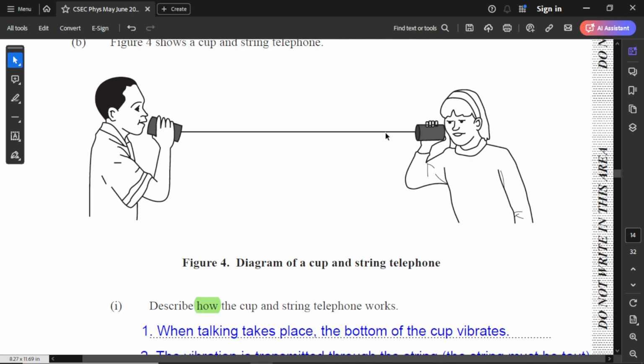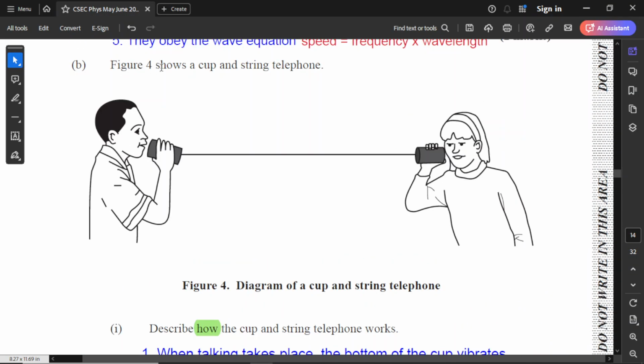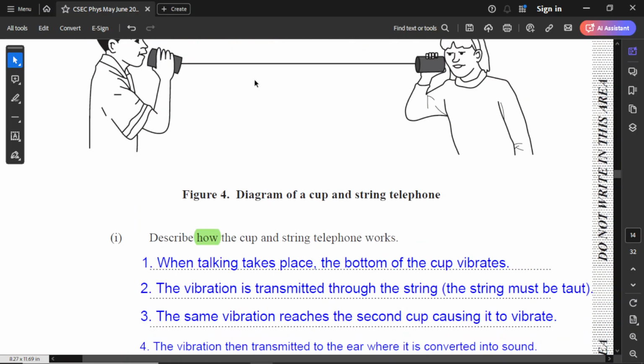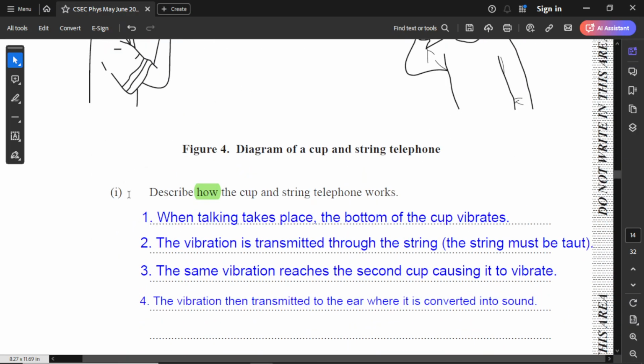Now for B, and B is a figure 4, shows a cup and string telephone. And we have a diagram there. So part 1 of this section says describe how the cup and string telephone works. The first thing I want to mention here is that when talking takes place, the bottom of the cup vibrates. So you must mention that the bottom of the cup vibrates. That's very important, because vibration starts in the cup after speaking, that is.